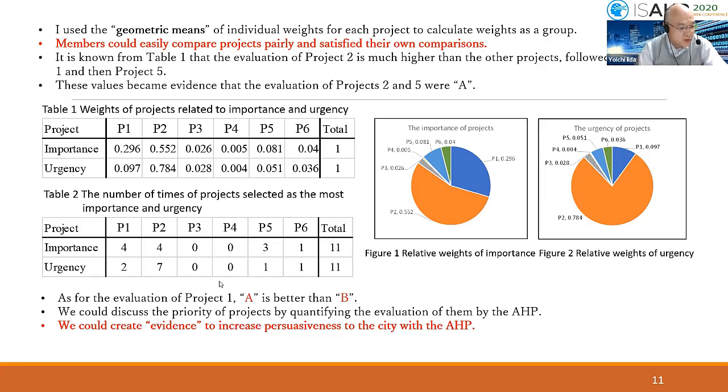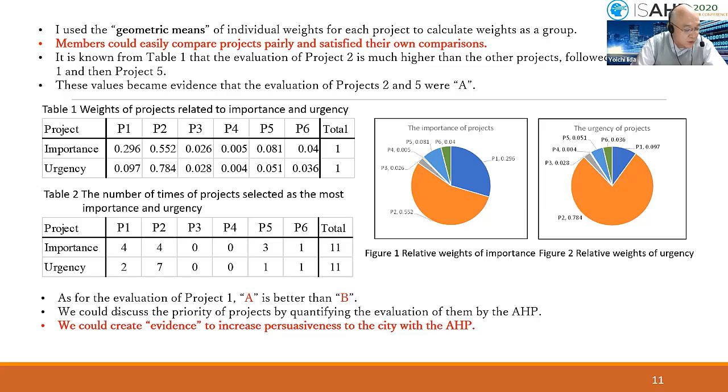Our main purpose is to choose projects of evaluation A. We did not need detailed numerical values, so table 2 is very helpful: projects of A should be selected most often as the most important or urgent. We checked this fact and successfully passed this condition.